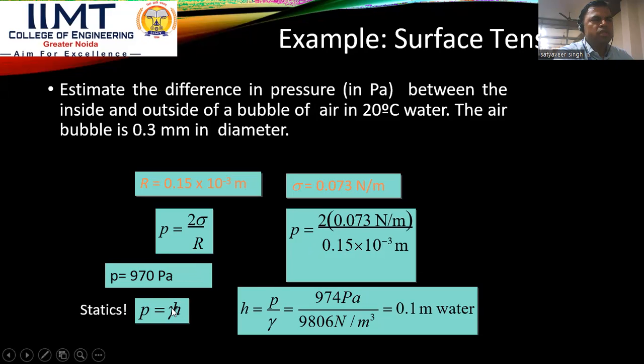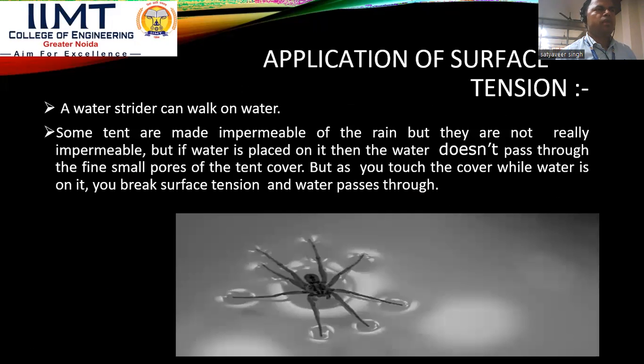But in fluid statics, the formula is P equal to gamma H, where gamma equals rho g, and gamma is the specific weight. So we have to find out H here. H equals P by gamma. Gamma is 9806 and pressure is 974 Pascal. So we calculate that 0.1 meter of water is the value of H. This is the surface tension method of calculating the internal pressure of the air bubble.